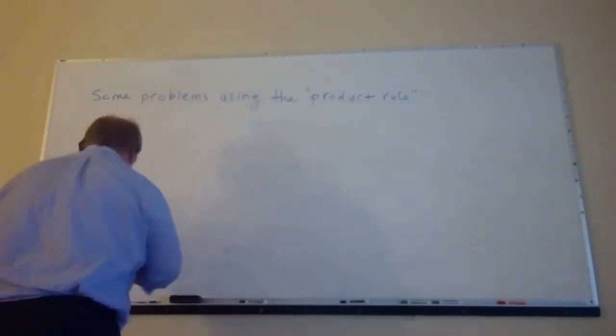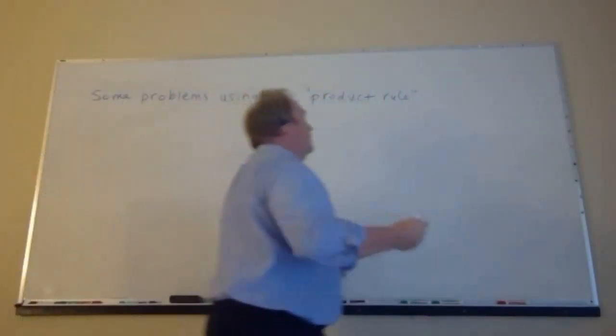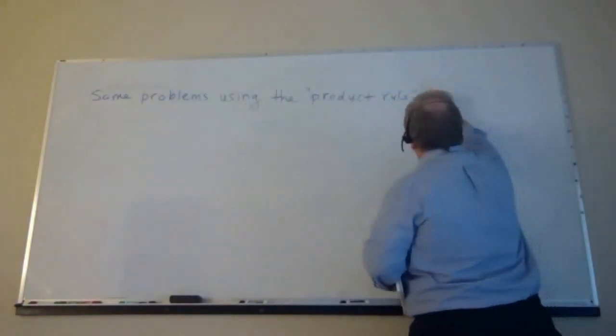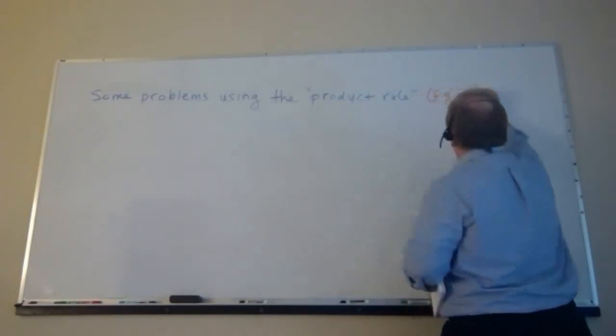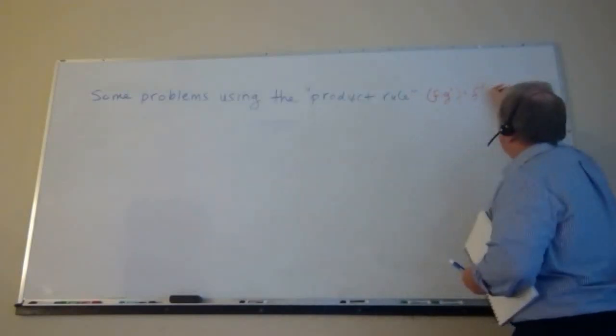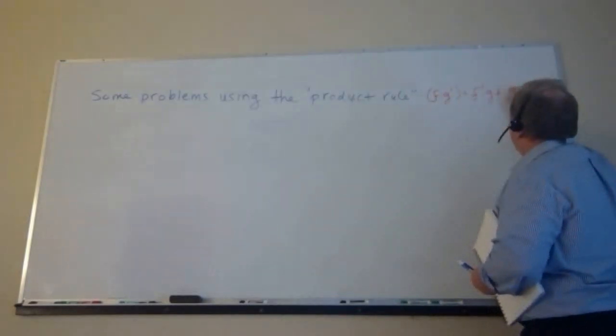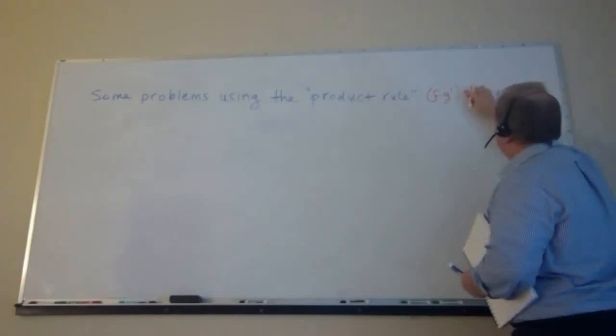And we will write out what that is again. It says that the derivative of a product is the derivative of the first term times the second plus the first term times the derivative of the second.